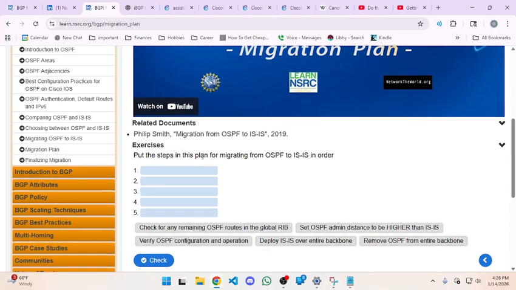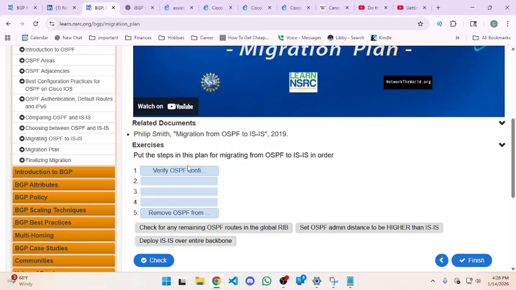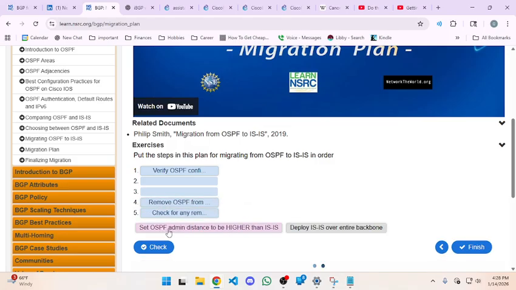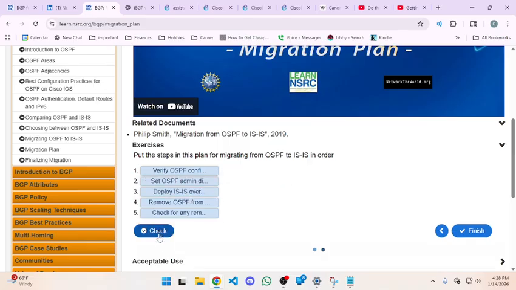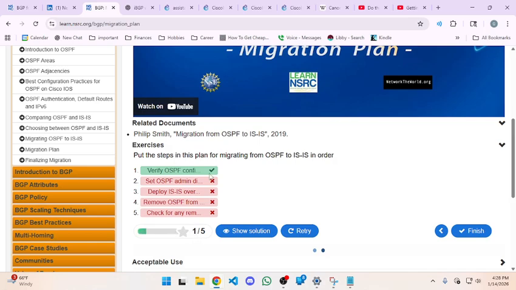Exercise: put the steps in the plan for migrating from OSPF to ISIS in order. All right, well, let's think about it. So this is definitely going to be the last thing you would do. The first thing you would do would be just to verify the operation. Then, this would be the second to last thing. The last thing you would do is check for any remaining. Then you'd want to make sure that you set it higher. Oh, I got it all wrong.